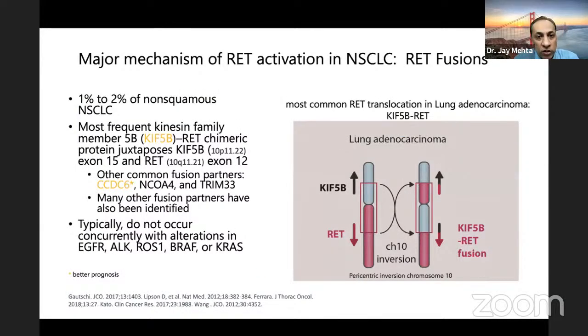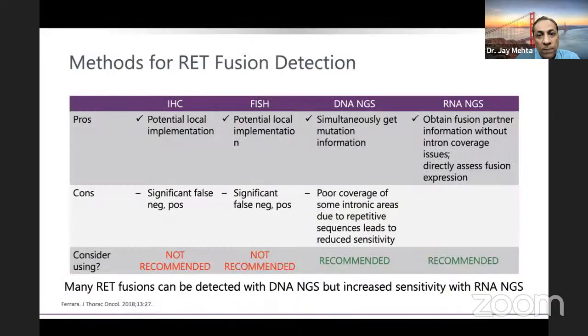What about RET fusion? It's important to understand in the NGS report which is the partner. The canonical partner is KIF5B, but if you do get CCDC6, that is a second option, and that's actually a better prognosis for the patient vis-a-vis the KIF5B fusion. Otherwise, nothing significant in the RET fusions. Again, you can use either DNA or RNA-based NGS, but RNA NGS outperforms the DNA to detect a RET fusion.